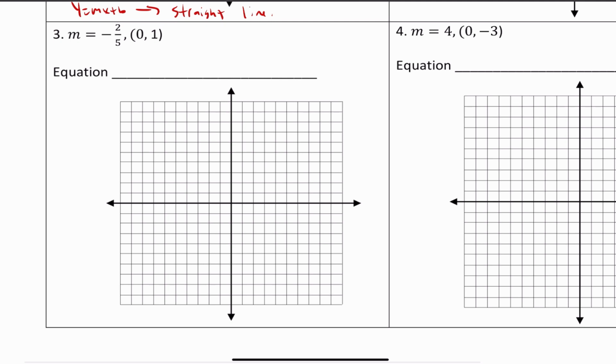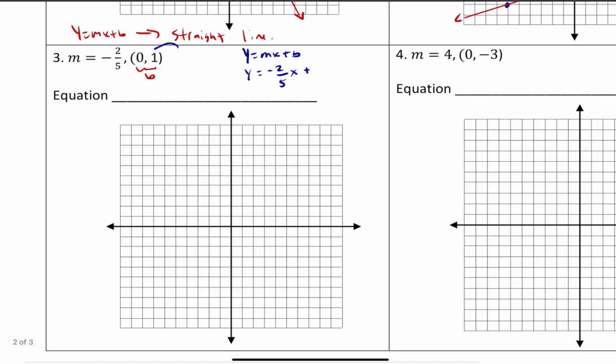Ooh, this one right here. So this 0, 1 is just b, right? So y equals mx plus b. So y equals -2/5. Slap on the x plus, well, and do I put 0 or 1? This is what we're going to put, the 1. So this is my equation, y equals -2/5 x plus 1.